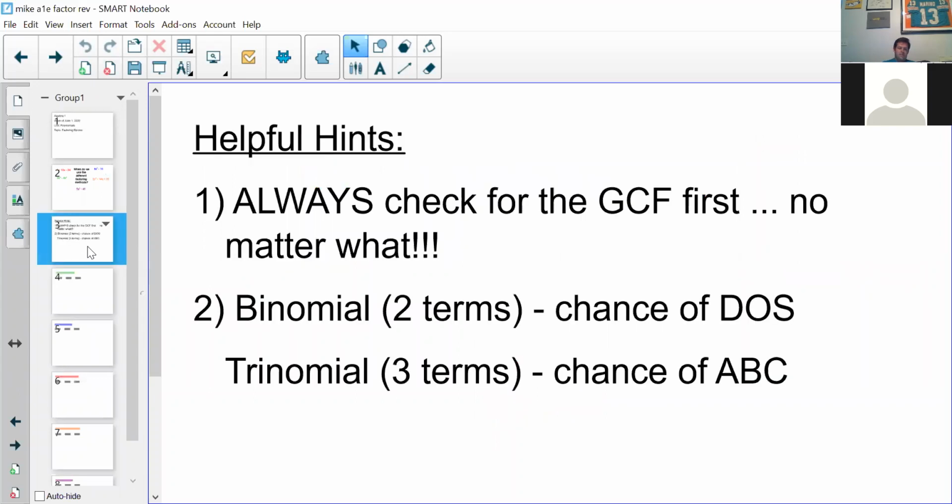Some helpful hints here: we always want to check for the GCF first. No matter what, when we see a question that says factor, we want to make sure we check for the GCF first. That's our greatest common factor. Secondly, we want to look and see how many terms there are. Here in Algebra 1, we dealt with a lot of 2 terms and 3 terms, specifically difference of squares and our ABC method that we just did last week. With difference of squares, we're looking for a minus sign when it's ready to get factored. Those are the 2 things we want to check for each of these.